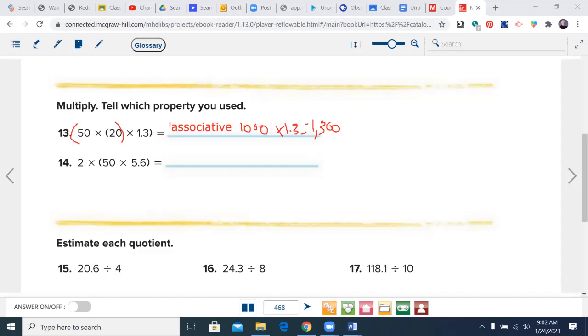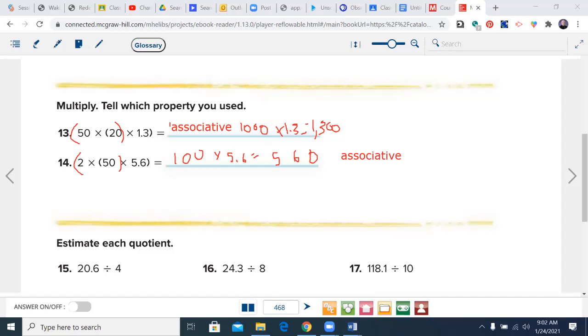Welcome back. You're also going to be using associative, and you're going to put these together. 2 times 50 is 100, times 5.6. There are 2 zeros. So I'm going to start with my 5 and my 6. Starts here, 1, 2. So I have to annex a 0. My answer is 560. And you do have to write it down.